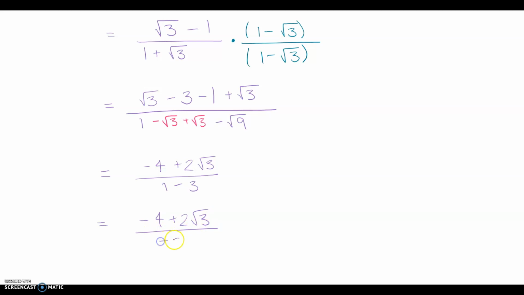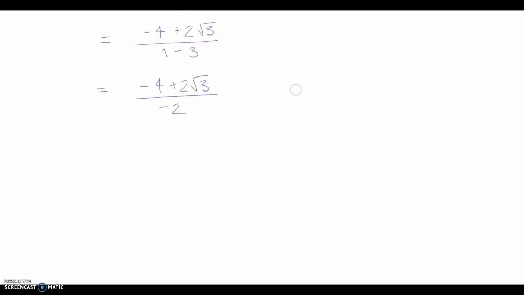Which is negative 2. And now I can simplify. So negative 4 divided by negative 2 is 2. 2 divided by negative 2 is negative 1. So that is my final answer.